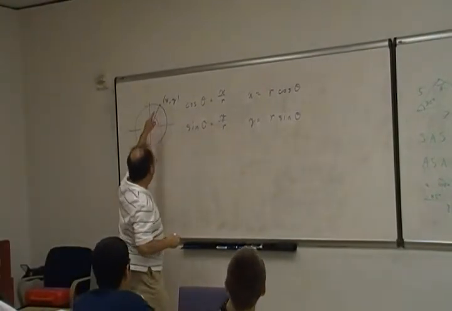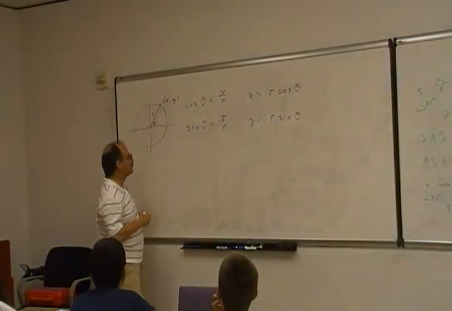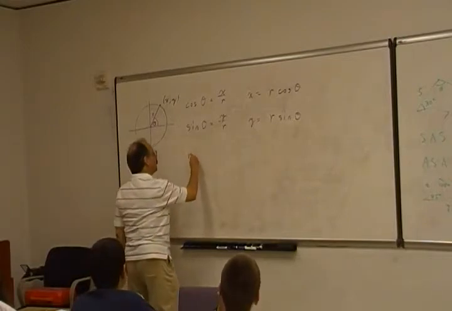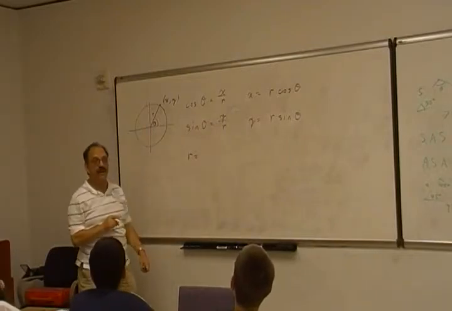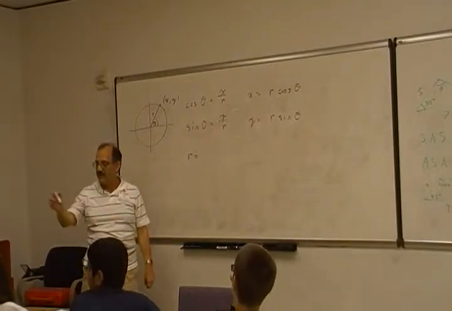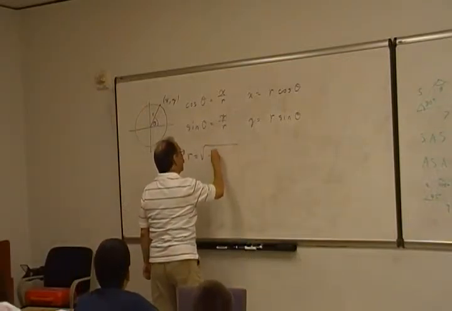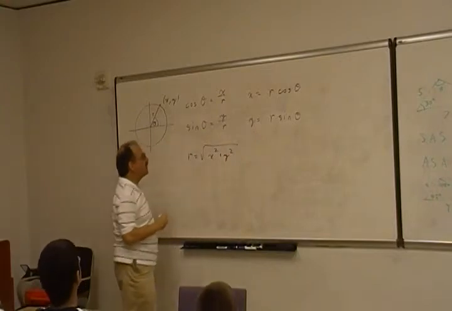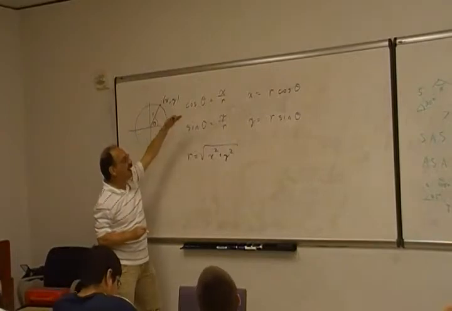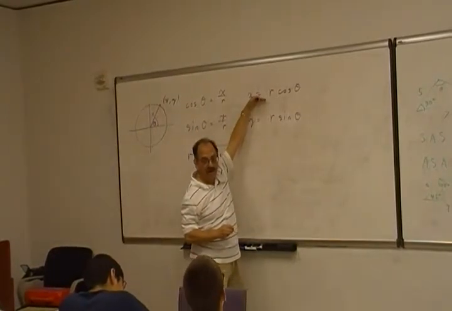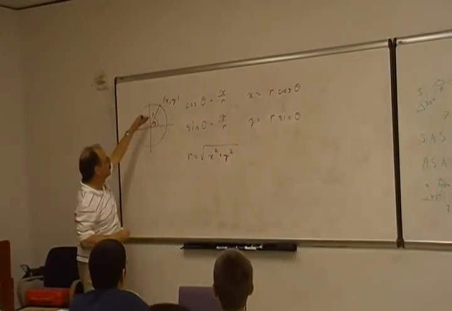If you tell me a point, I can find the distance of the point from the origin. So what is the distance r to the origin given x and y? How do I find it? It's the square root of x squared plus y squared. So if I give you an angle and a distance out, I can find the x and y of the point. Given the point, I can find the radius.